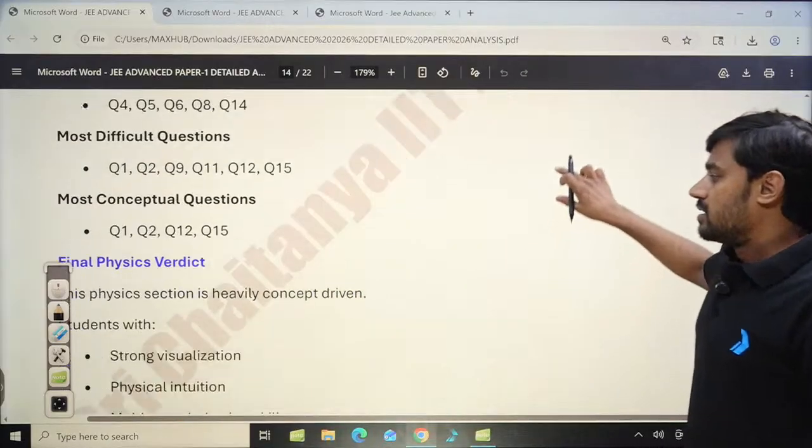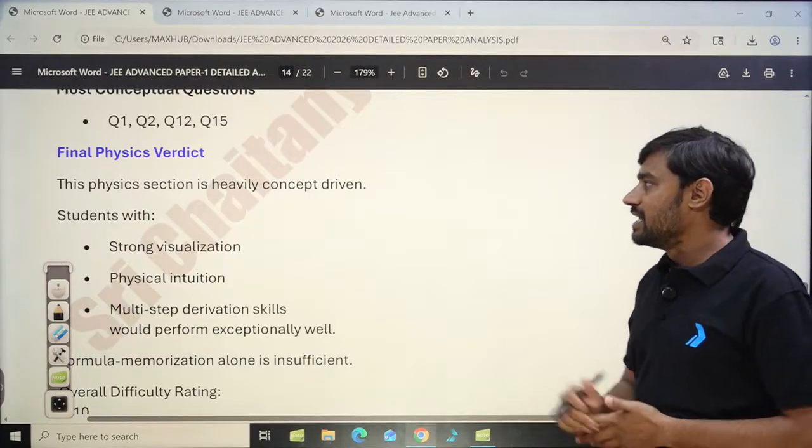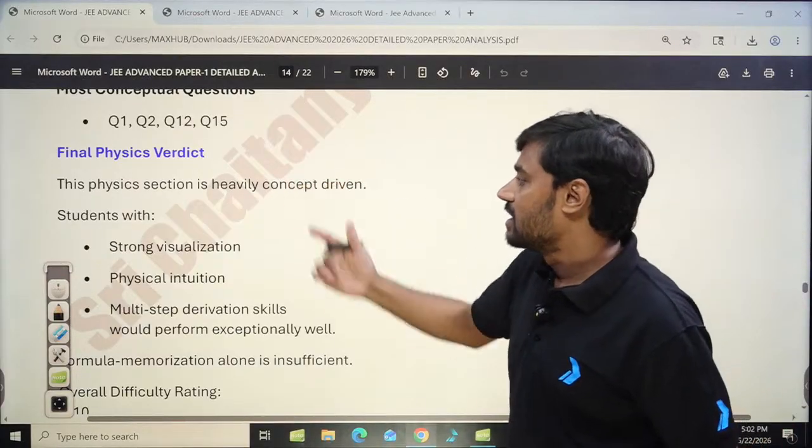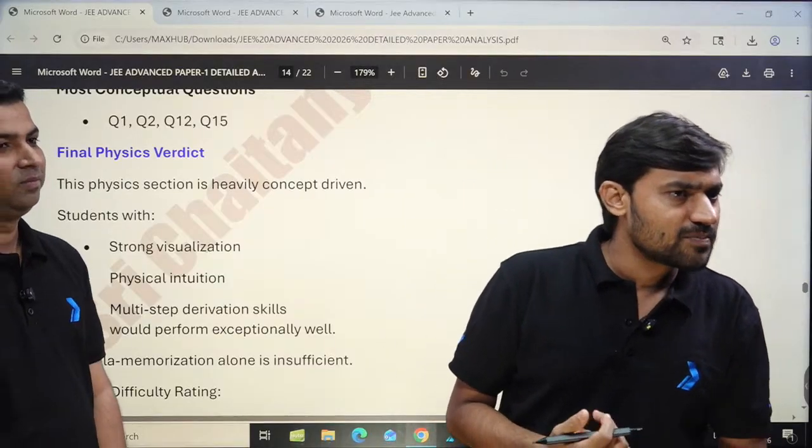So the final verdict for the physics: strong visualization and physical intuition, concept driven. Yes, you can also share your point of view. Yes, there were some students also.